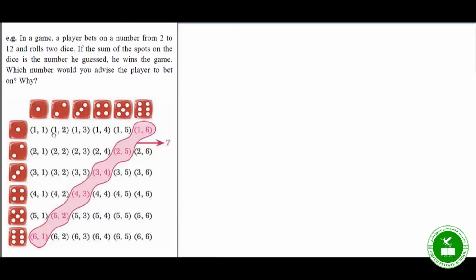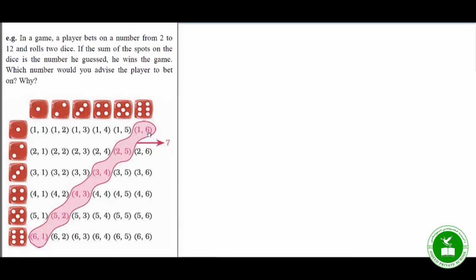1 plus 1 is 2. 1 plus 2 is 3. 2 plus 1 is also 3. It means for 3 we have 2 different results. 1 plus 3 is 4, 2 plus 2 is 4, 3 plus 1 is 4. For 4 we have 3 different possible outcomes, as you see in here. 1 plus 4 is 5, 2 plus 3 is 5, 3 plus 2 is 5, 4 plus 1 is 5. So for 5 we have 4 different outcomes. And 1 plus 5 is 6, 2 plus 4 is 6, 3 plus 3 is 6, 4 plus 2 is 6, 5 plus 1 is 6. For 6 we have 5 different possible results.